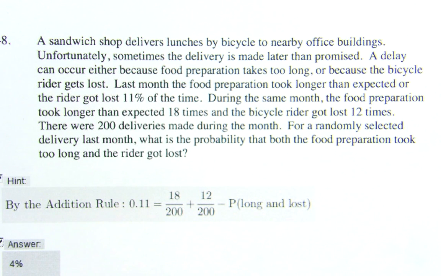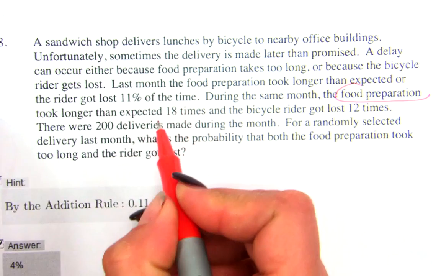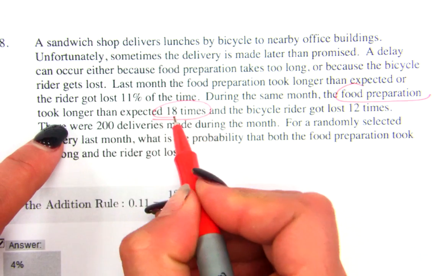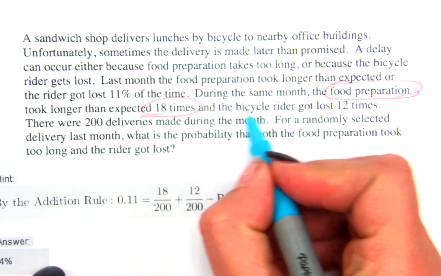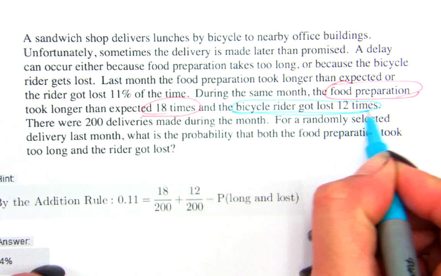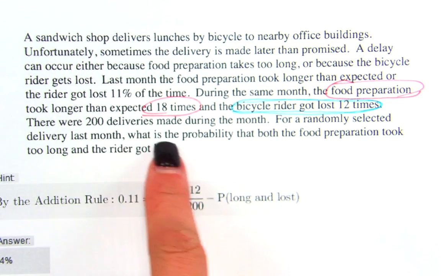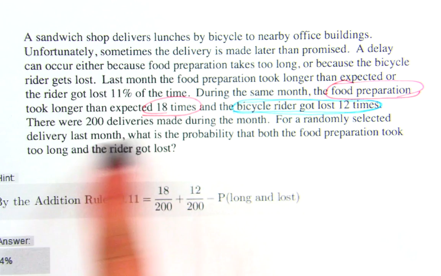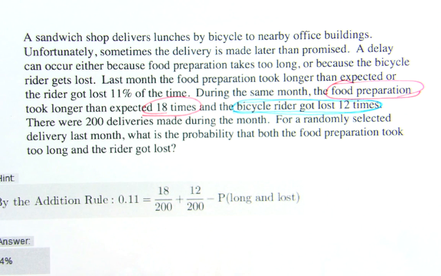During the same month, the food preparation took longer than expected 18 times, and the bicycle rider got lost 12 times. I swear I have to do color coordination. So the food preparation took longer than expected 18 times, and then the rider got lost 12 times. There were 200 deliveries made during the month. For a randomly selected delivery last month, what is the probability that both the food preparation took too long and the rider got lost? What they said in this one was to use the addition rule.